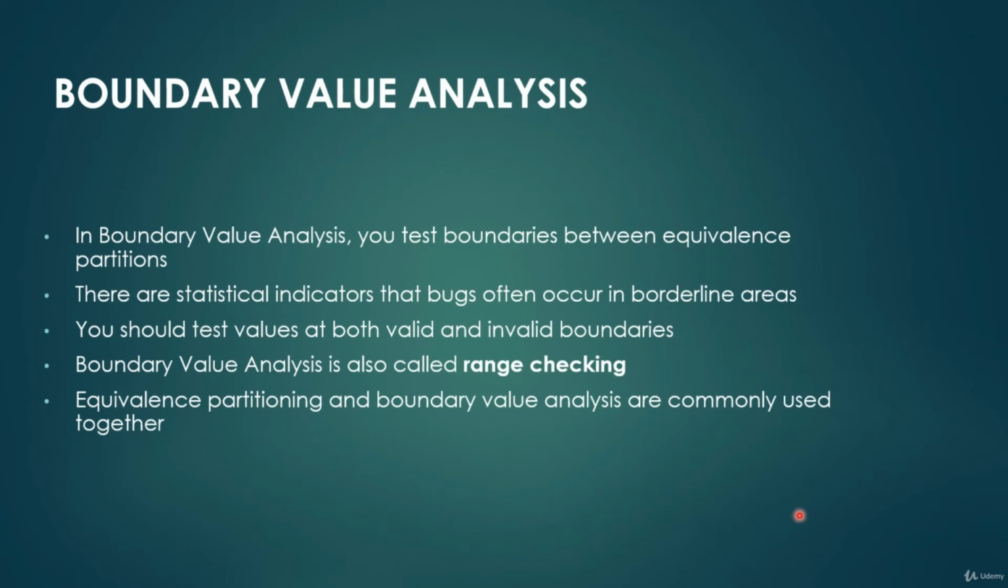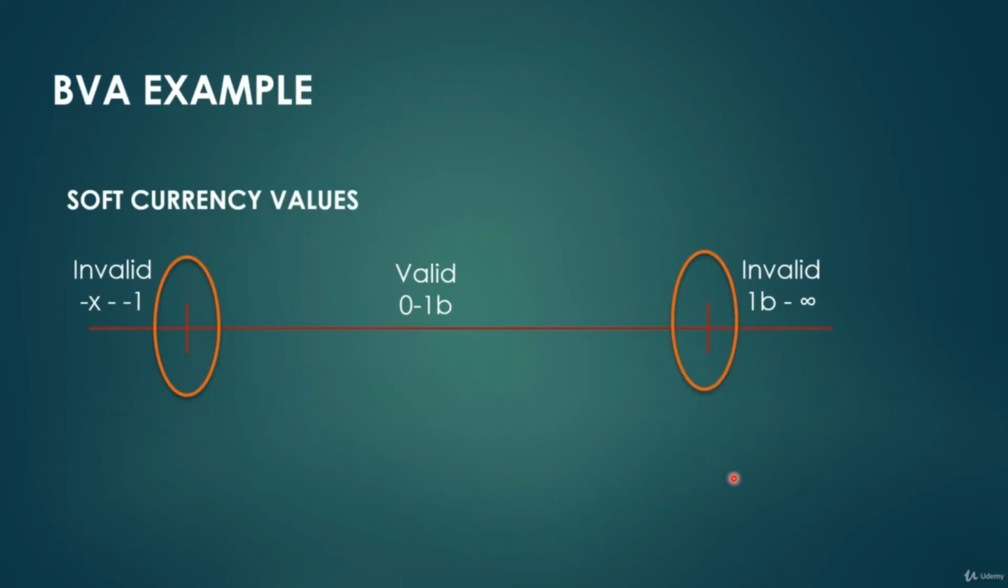One important thing is that you should always test both valid and invalid boundaries. Boundary value analysis can also be called range checking because you're checking the specific range. And of course, these two are very often used together. To make it easier to grasp, here are our soft currency values. So here is the picture. We would usually test here and here because the most probable bugs are going to happen here.